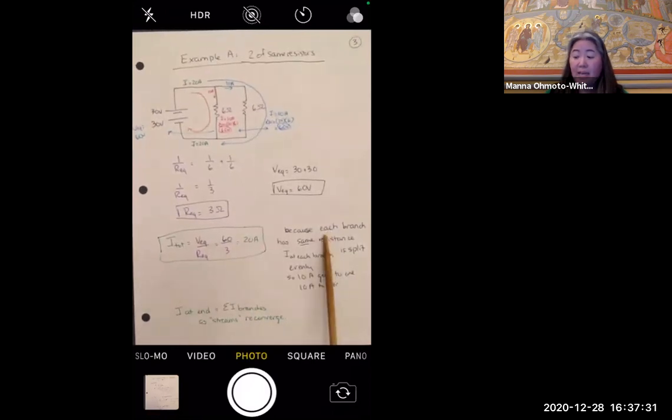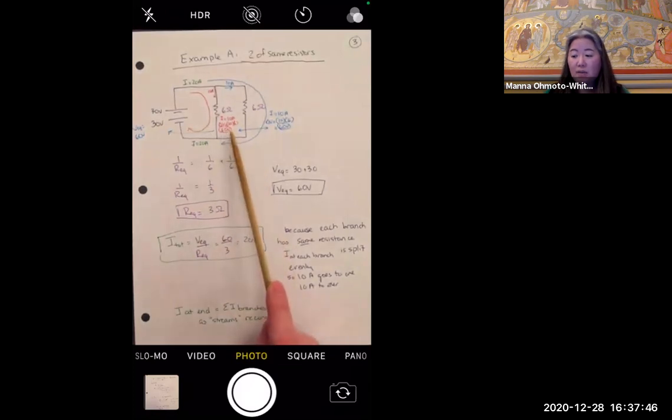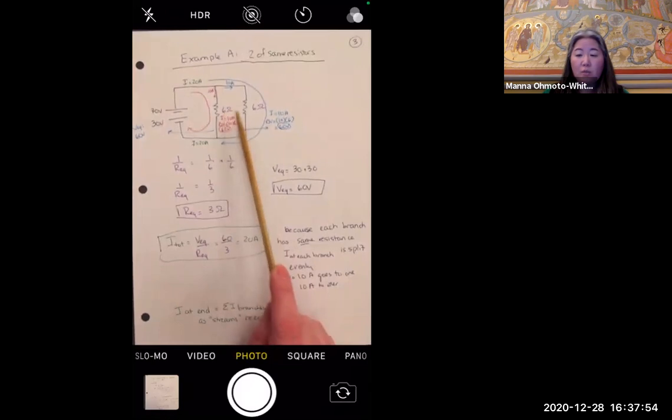Because each branch has the same resistance, it's like two cashiers working at the same speed; they're going to process the same number of people coming through. What I first start out with, the other one I knew what my current was. Now I'm figuring out what my total voltage drop is. My total voltage drop has to be 60 volts, so I can divide my 60 volts by my ohms to get my current, which will be 10 amps.